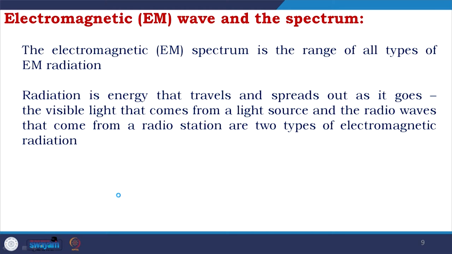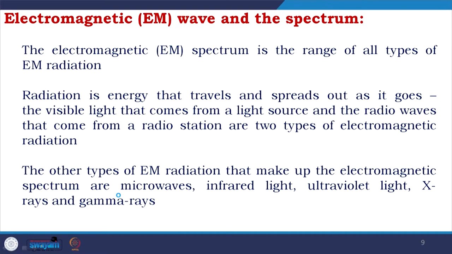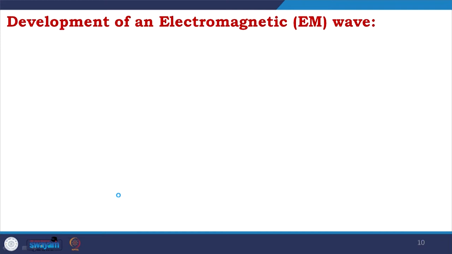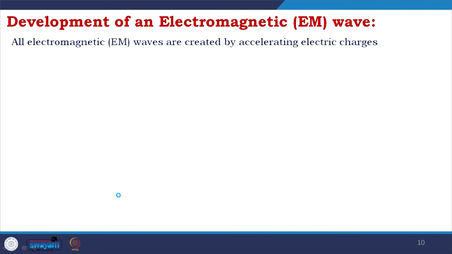So, how many of them are there, what are their properties, how they are distributed, all are depicted in an electromagnetic spectrum. If you understand the electromagnetic spectrum, you understand a very critical part of spectroscopy. The other types of electromagnetic radiation that make up the electromagnetic spectrum are microwaves, infrared light, ultraviolet light, X-rays and gamma rays.